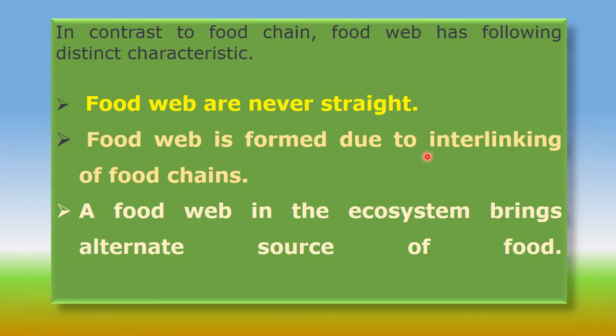Let us contrast food web and food chain on the basis of certain pointers. Number 1: food webs are never straight, in comparison, food chains are straight. Number 2: a food web is formed due to interlocking of two or more food chains, which make an interlocking system, and that gives the shape of a food web. And the third important point is that a food web in the ecosystem brings alternate sources of food. That means, as we have already discussed, that every organism at different feeding levels has more than one option of feeding.